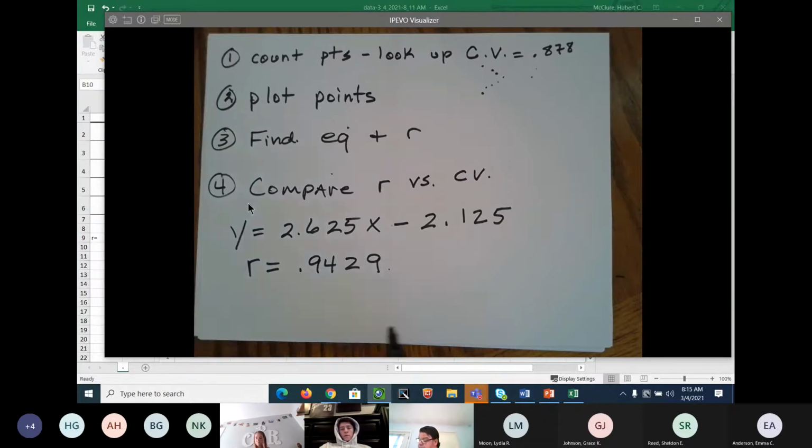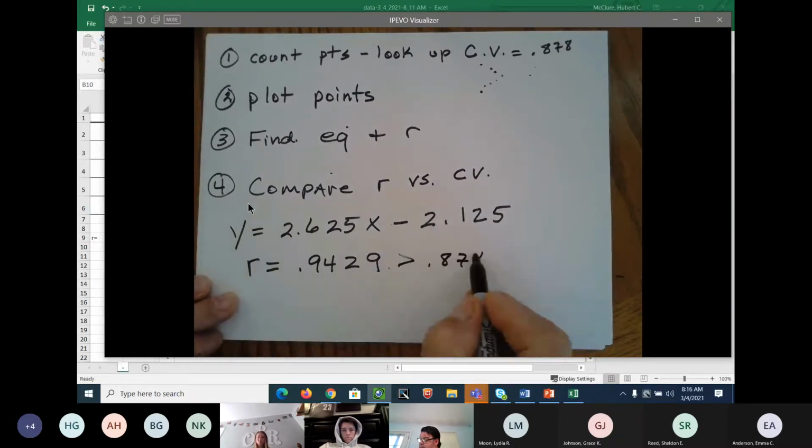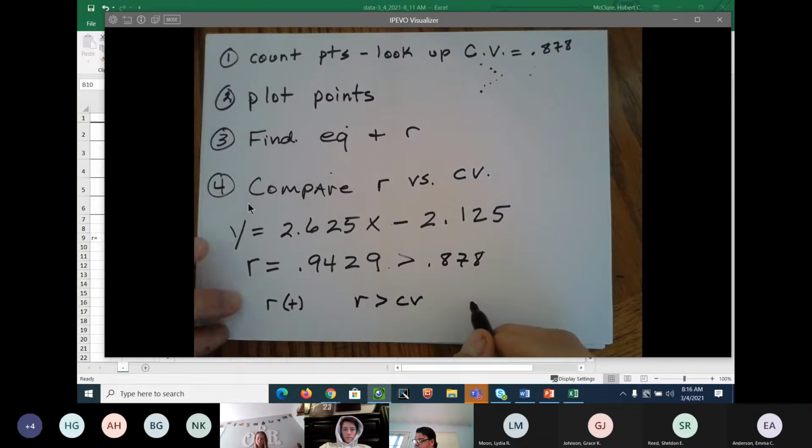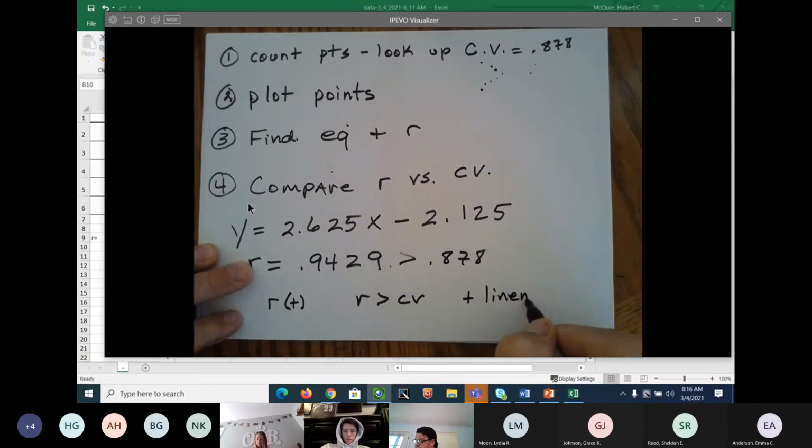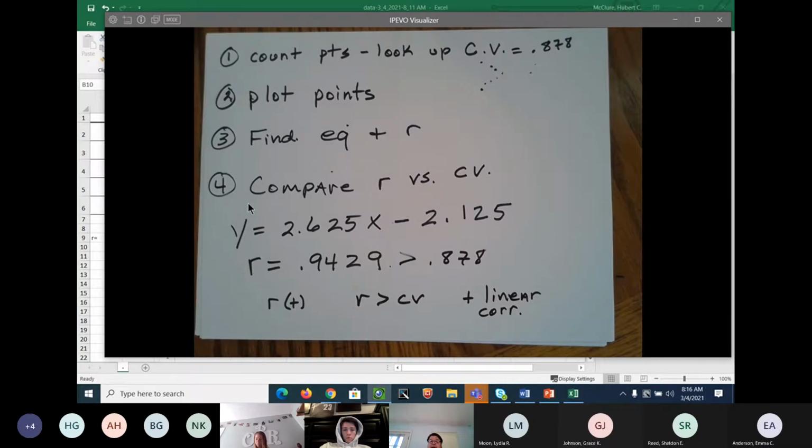So here, the R is greater than 0.878. So if R is positive and R is greater than your critical value, then you have what we call a positive linear correlation. Now, a correlation is just a pattern. A linear correlation means that you have a straight line, pretty much a straight line. Okay, so that's what it's saying.